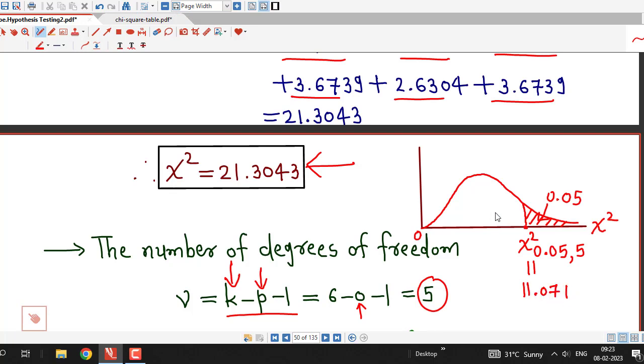So this number is 11.071 using the chi-square table, and you can see the calculated value of the test statistic is 21.3043. So it is obviously to the right side of this value 11.071. Suppose somewhere here is the calculated value of the test statistic, and we know that the region to the right side of this critical value is the rejection region, and if the calculated value of the test statistic is in the rejection region, then we reject the null hypothesis.